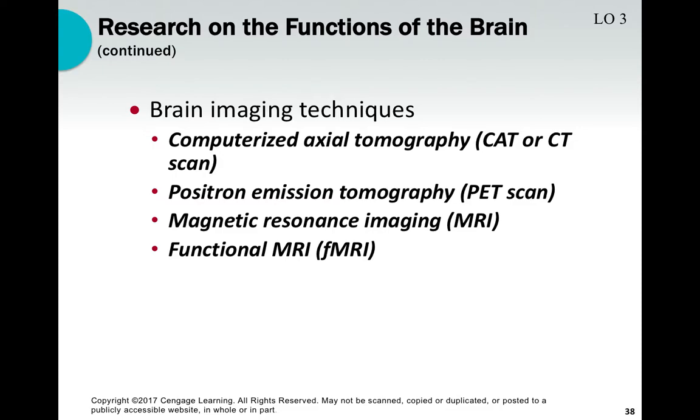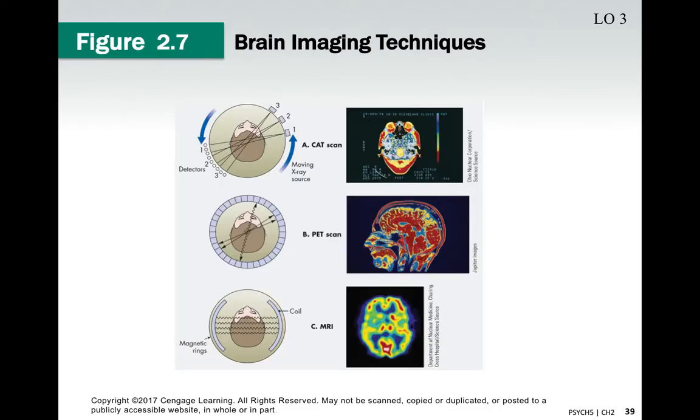So if you ever sustain some kind of brain damage or blow to the head, you're probably going to be subject to one of these brain imaging techniques to see what's going on. Here's what those different images look like. The CAT scan gives you a top-down view of the brain. The PET scan gives you more of a side view, and you can see different things depending on the technique you're looking for.